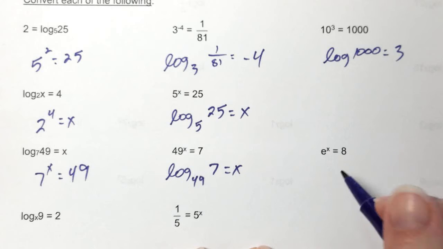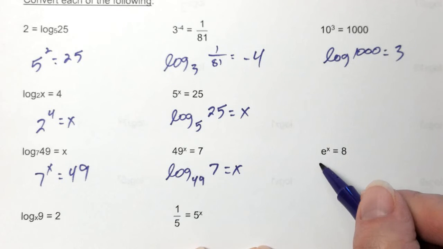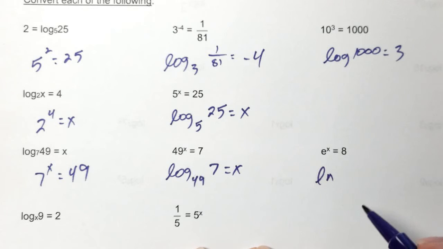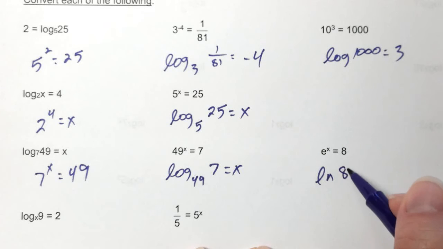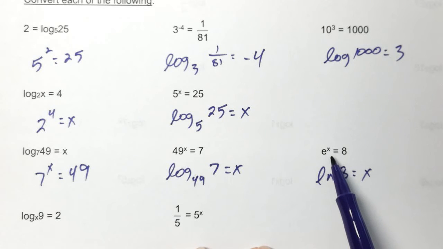All right, here's one with an e to the x. This is an exponential. So log base e, but we don't write log base e. Instead, we put ln. ln means log base e. So log base e, or ln, of 8 equals x. So if you needed to solve this equation for x, you probably don't know what the original is in your head, but could you type ln 8 in your calculator and figure out what x is?